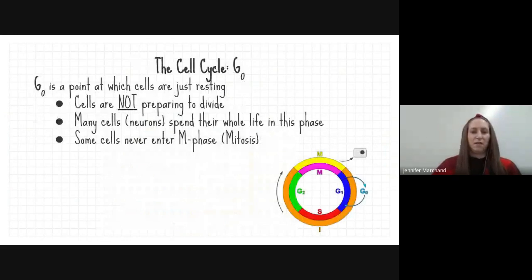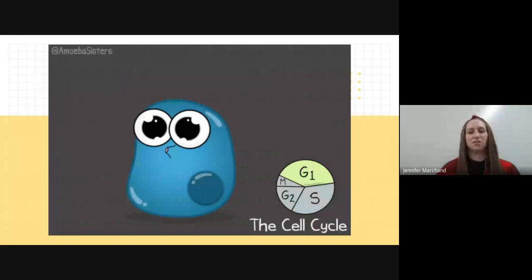Then the cell cycle gets divided again, a little bit smaller. There's a point in here called G0, and that's where cells are just resting. At this point, cells are not preparing to divide. Many cells, such as neurons, spend their whole life in this phase, and some cells never even enter the phase of mitosis.